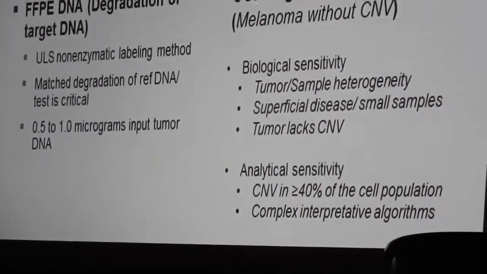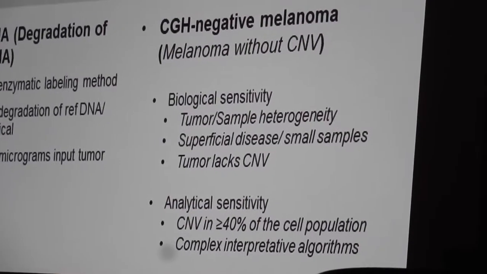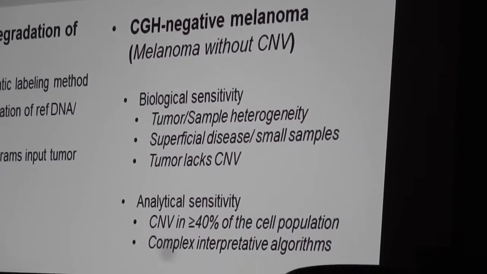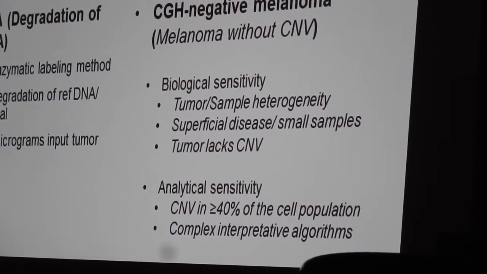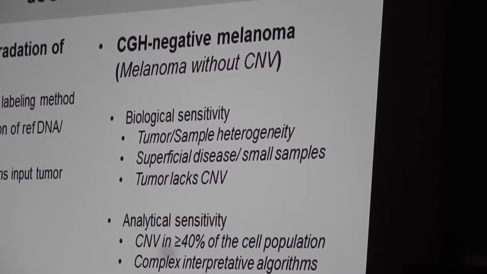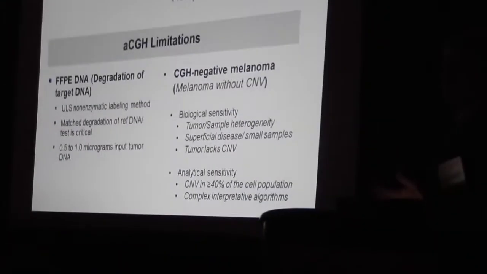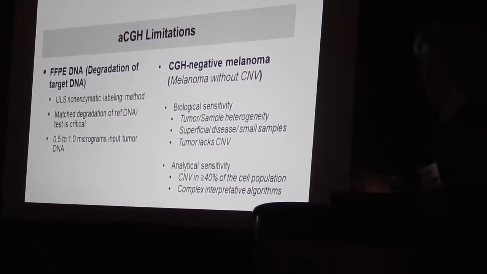Also, you might have CGH negative melanoma, and this could be biological, where your sample just doesn't have it, or it can be analytical, where the lesion that you're trying to interrogate is just too small. So this doesn't really lend itself well to small samples. And then the argument could be, well, if it's a large sample, my diagnostic challenge is not as bad as it is on the small sample.